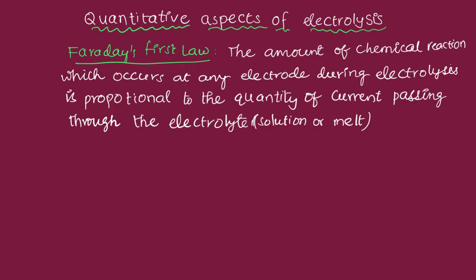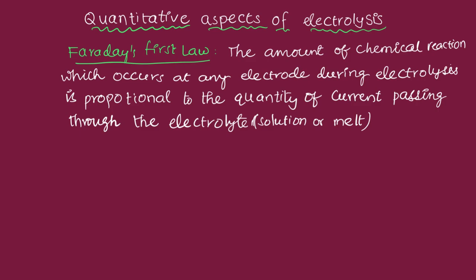Faraday's first law: the amount of chemical reaction which occurs at any electrode during electrolysis is proportional to the quantity of current passing through the electrolyte, that is, the solution or melt. That is called Faraday's first law. We can understand this by using one example.